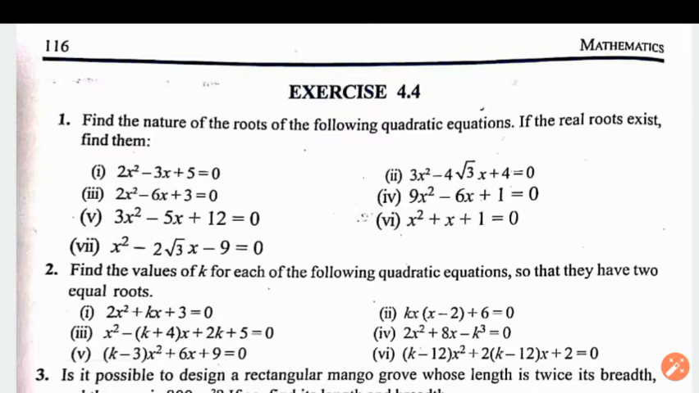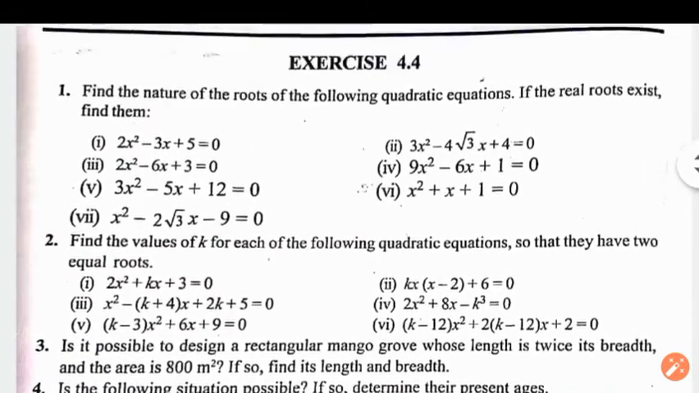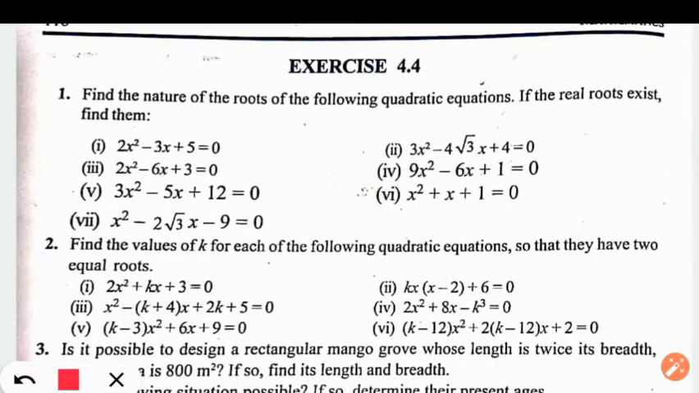So in this exercise we have, you can see, 5 questions, right? And this exercise is mainly based upon the nature of roots. We have already discussed in the previous videos what we mean by roots of the quadratic equation. Now in this video we are going to discuss the nature of roots.